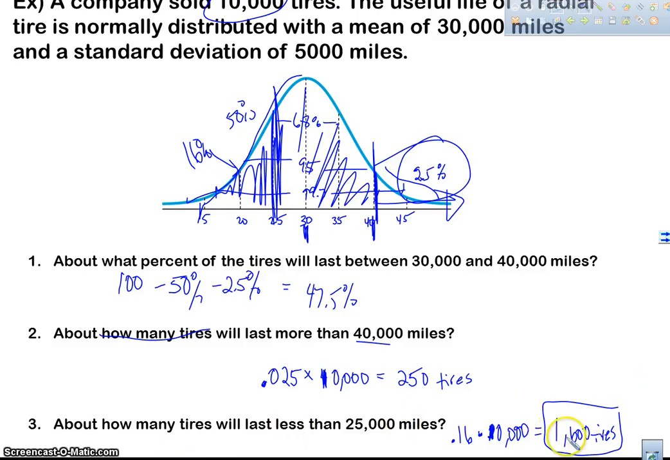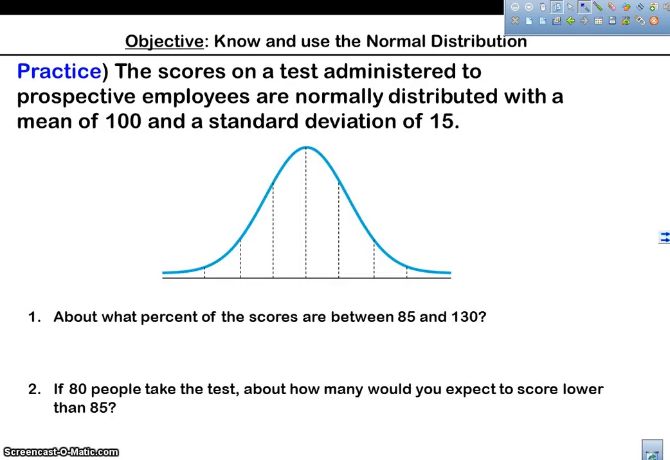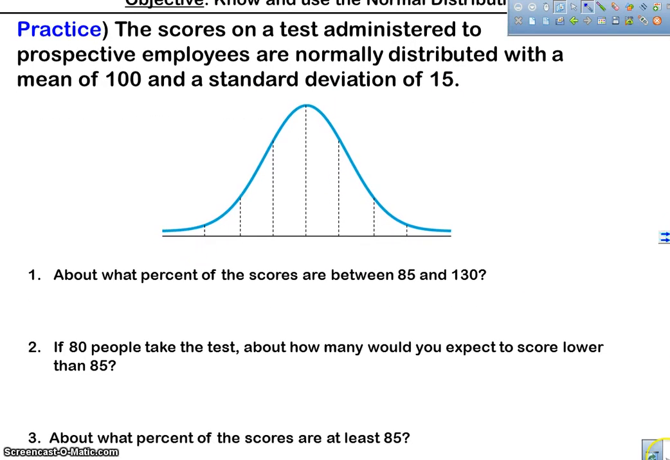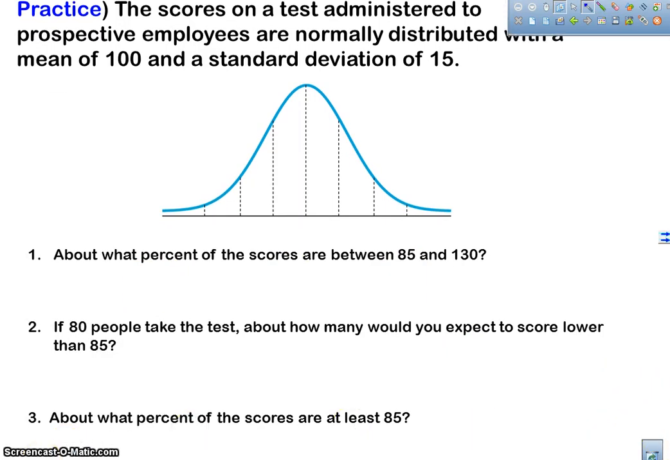Okay, so the next thing I have here is a practice problem. So if you just want to take a second, and then I'll write in the answers here, and then you can just take a look at it, and I'll be all done.